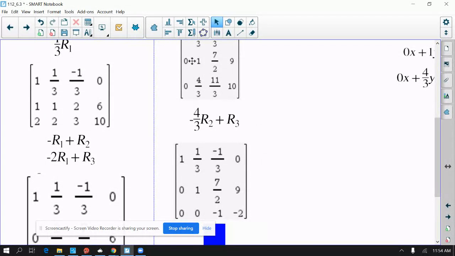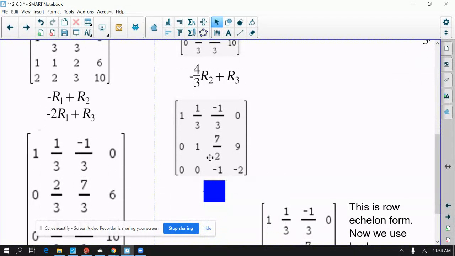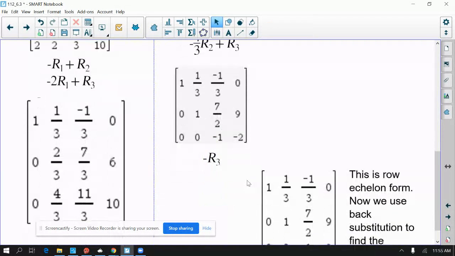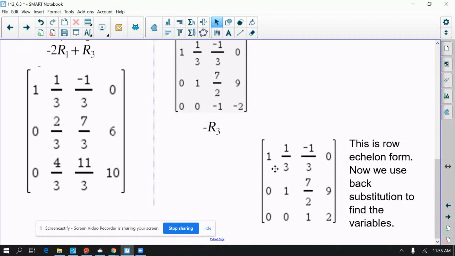And when I do all that, negative 4/3 plus 4/3 is 0. 7 halves times negative 4/3 is negative 14/3, plus 11/3 is negative 3/3, and negative 3/3 is just negative 1. 9 times negative 4/3 is negative 12, and negative 12 plus 10 is negative 2. Now column 1 is done, column 2 is done. I just need this to become a positive 1. So I just multiply row 3 by negative 1, and there I have it. So this is what's called row echelon form, REF.